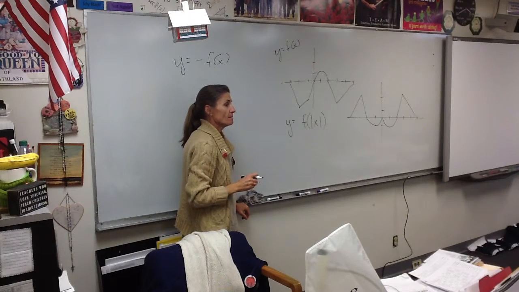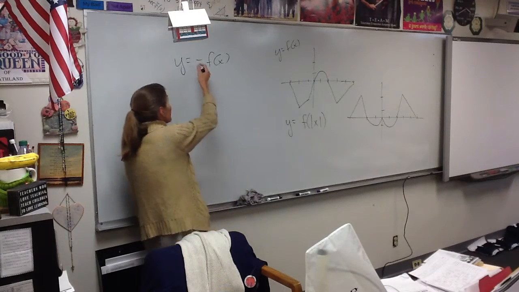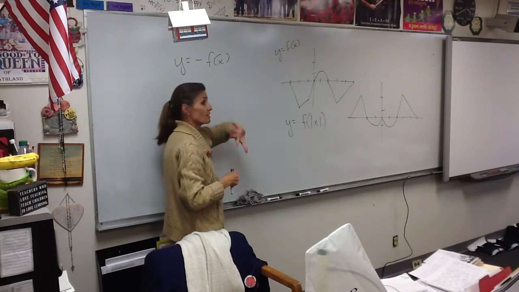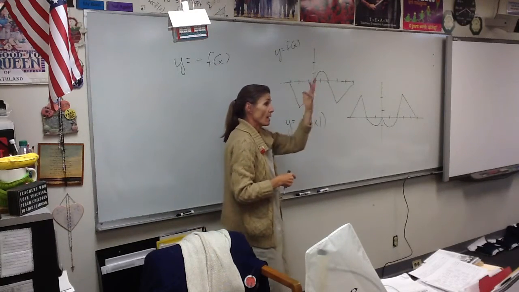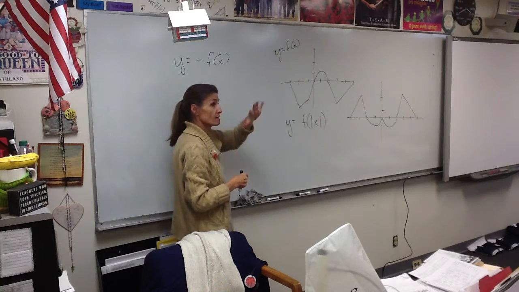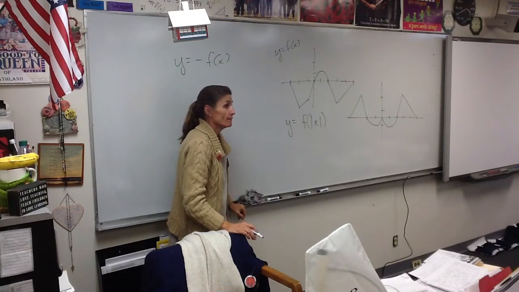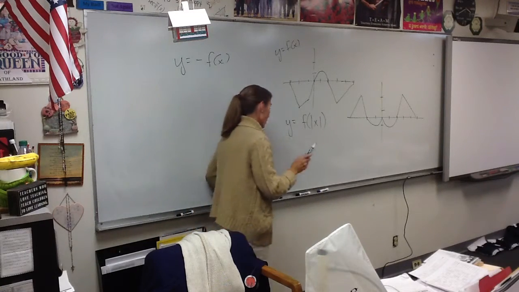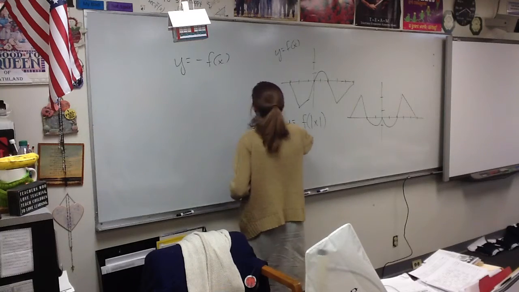Okay, Bailey? So a negative out here flips you across upside down, just turns you upside down. A negative in here reflects across the y-axis because you're changing the sign on x. It takes you across the y. Okay? So those practice problems, that's the type of thing that's going to be on tomorrow's quiz.